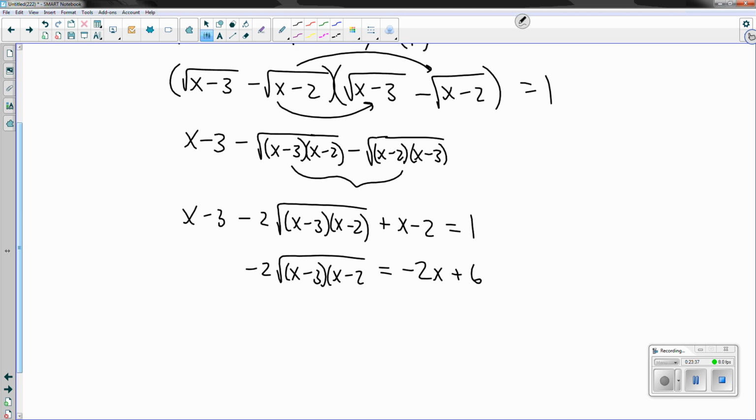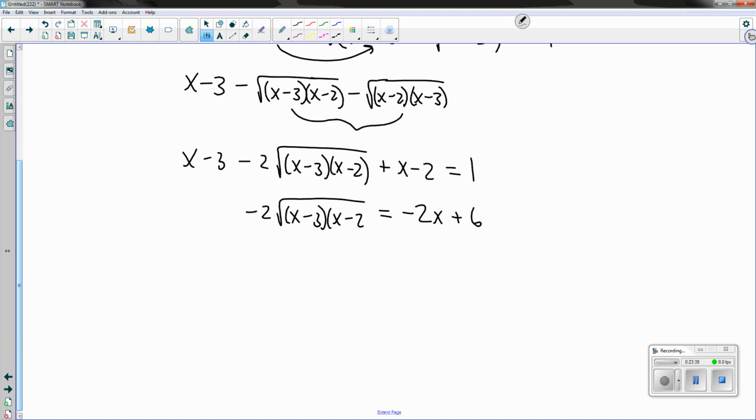Now, it is worth my while to divide both sides by negative 2 because the terms on the right side are both even and evenly divisible. So I'm going to move that. So we get x minus 3. Now the radical is isolated, square both sides.